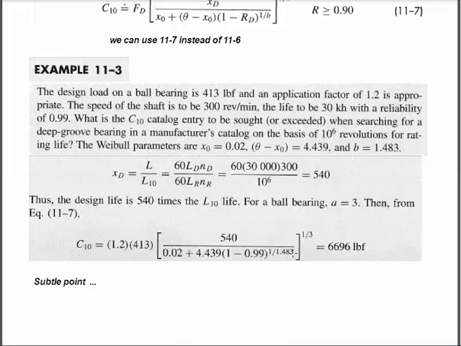And of course, this number is the 1/3 that we encountered earlier. And so calculate out all the numbers that are known on the right-hand side, and C10 is now known. C10 is almost 7,000 pounds. I'm only asking my bearing to carry 400 pounds.